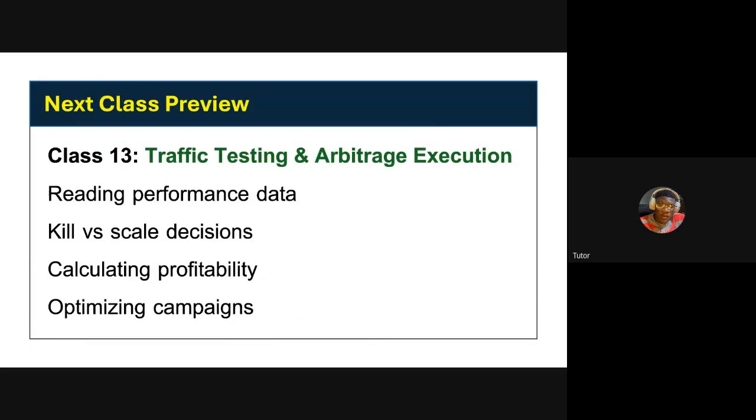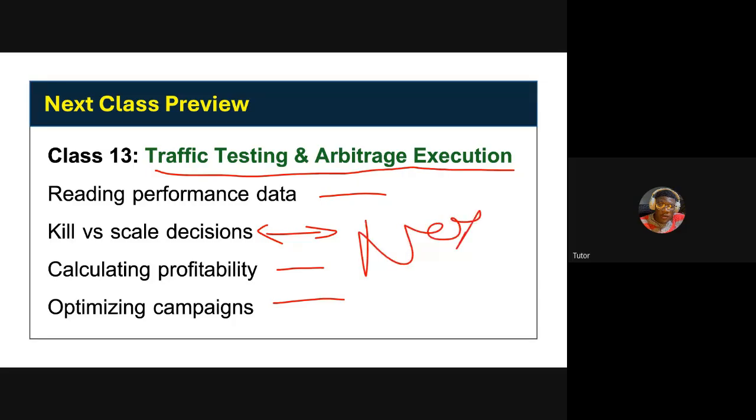And in our next class, we'll be learning traffic testing and arbitrage execution: reading performance data, cut versus scale decisions. In this part, you're going to learn when to stop an ad and when to scale the ads, calculating profitability, and optimizing campaigns. These are the things we'll be learning in our next class.